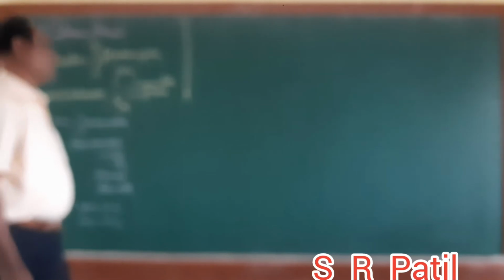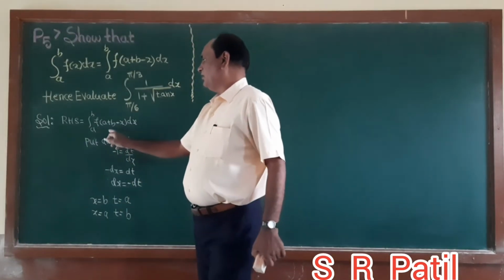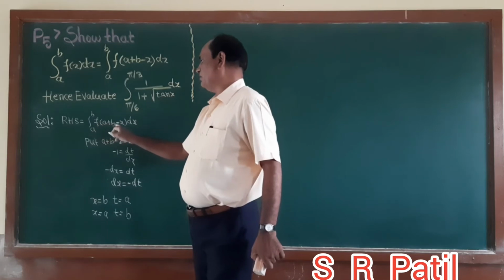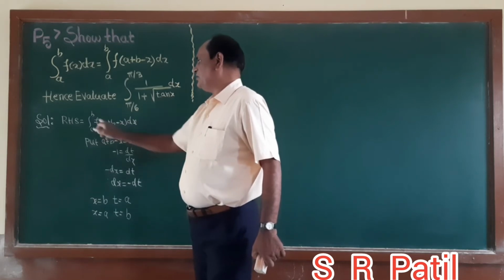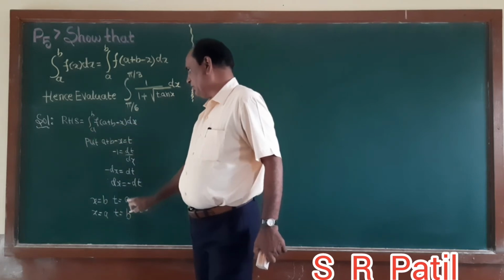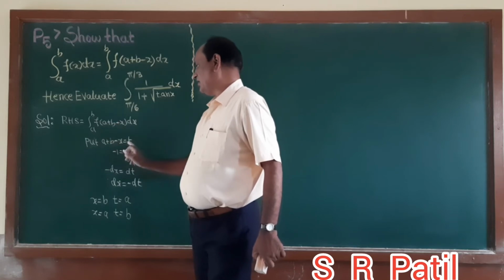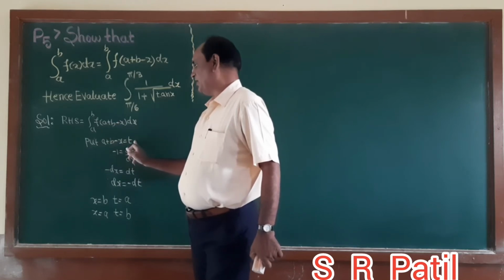Substitute these values in the given integral a to b f of a plus b minus x dx. The limits a to b become b to a, and in place of a plus b minus x, we write t.